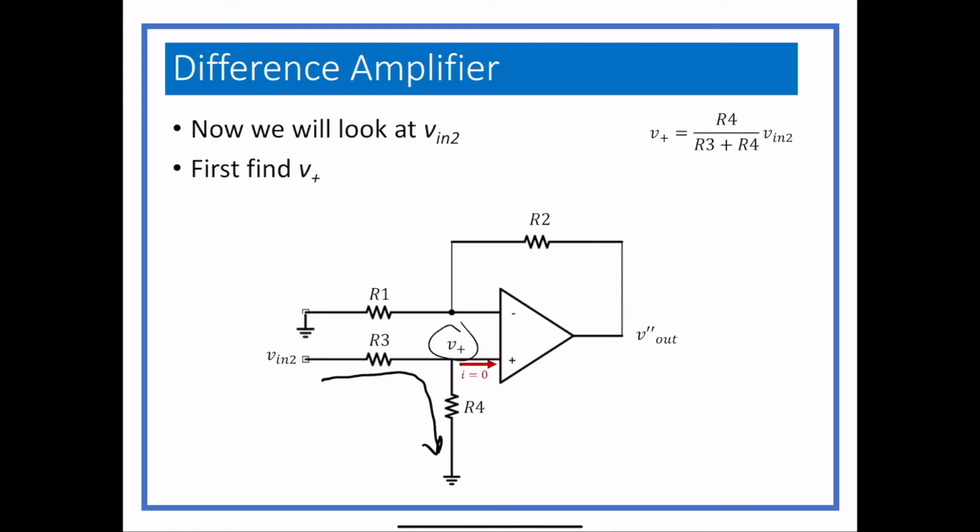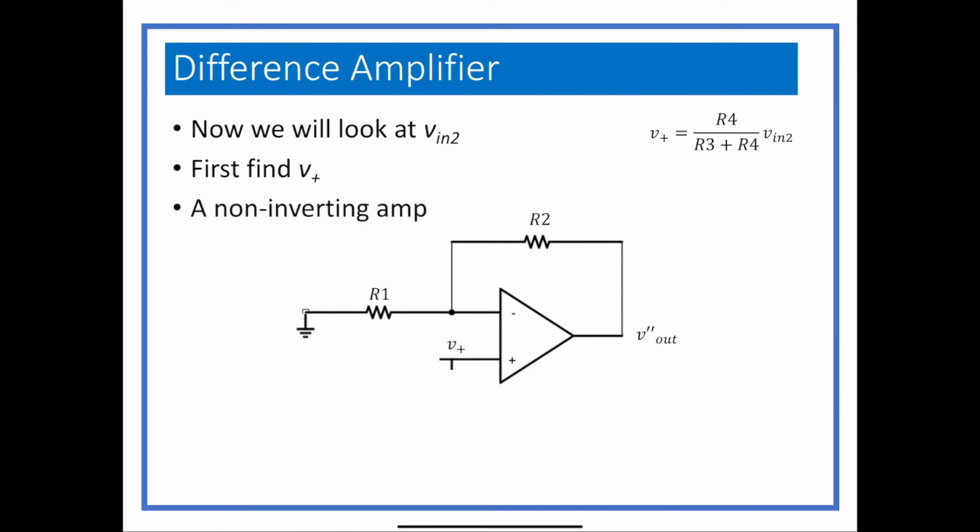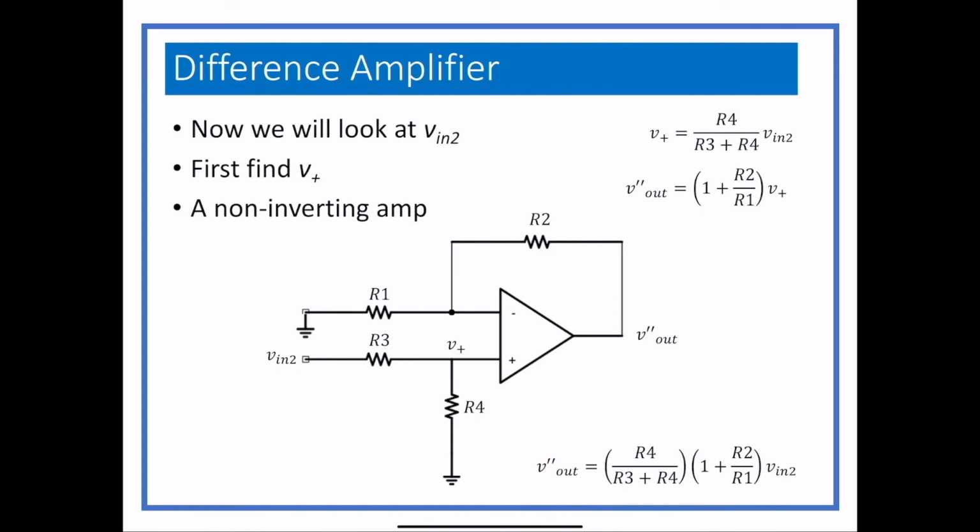And once we've figured that out, we can actually get rid of that whole part of the circuit, because once we get V plus, we don't need the part behind it. And now what we have is a non-inverting amp, for which we've already found the solution. So again, we can find V double prime out as just being 1 plus R2 over R1 times V plus. And then we found what V plus was, so all we do is substitute that value in. We put the circuit back in, and that is the whole equation that describes V double prime out.